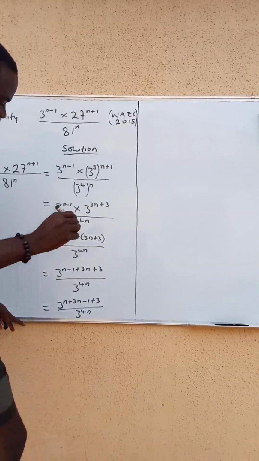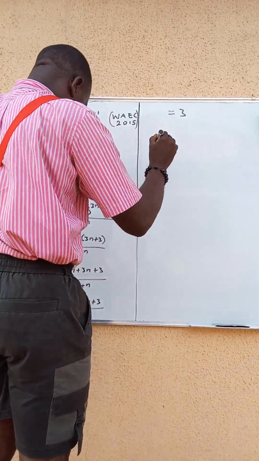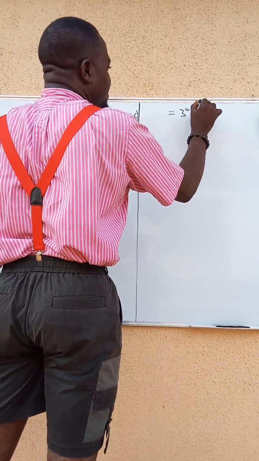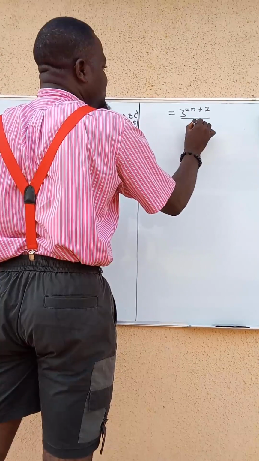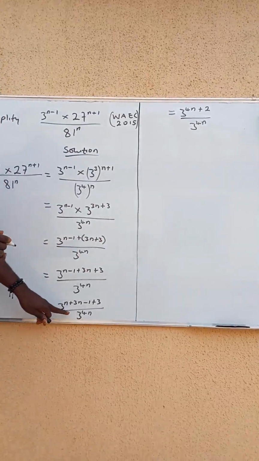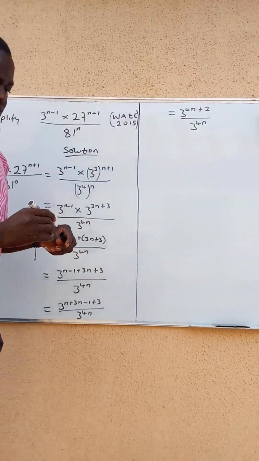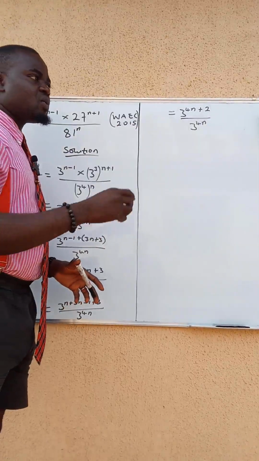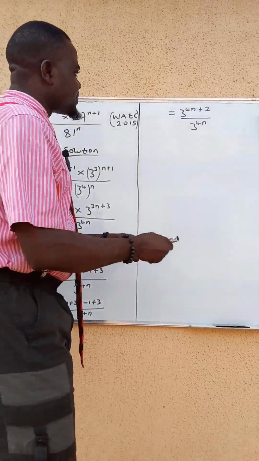So if I have this, this will now be equal to what? 3 raised to the power of 4n plus 2 over 3 raised to the power of 4n. Yes, because n plus 3n is 4n, minus 1 plus 3 is 2. You borrowed one orange and you now have 3 oranges. If you give them one from it, it remains 2. So that's that about that.